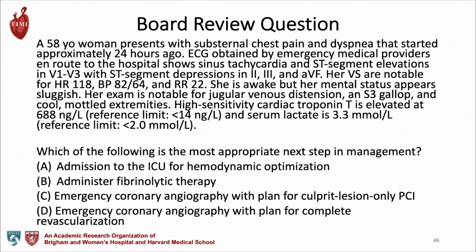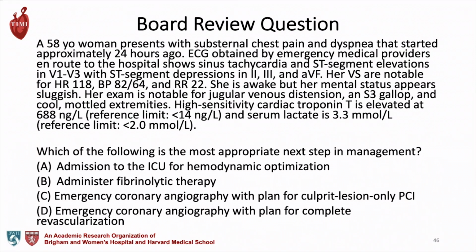This is a 58-year-old woman who presents with substernal chest pain and dyspnea that lasts for approximately 24 hours. The electrocardiogram obtained by emergency medical providers en route to the hospital shows sinus tachycardia and ST segment elevations in V1 through V3 with ST segment depressions in leads 2, 3, and aVF. Her vital signs are notable for a heart rate of 118, a blood pressure of 82/64, and a respiratory rate of 22. She's awake, but her mental status appears sluggish.